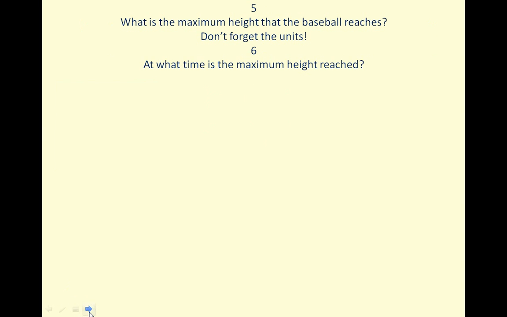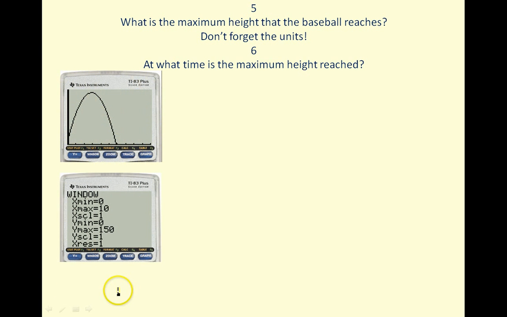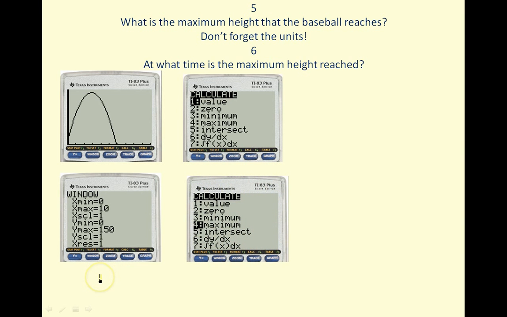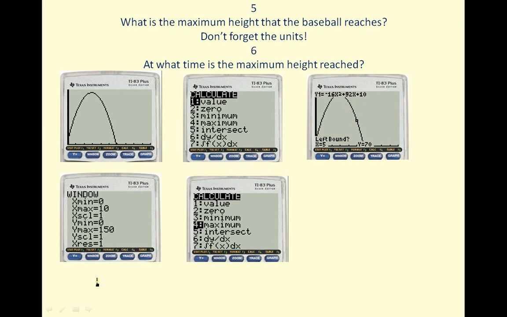All right. Number 5, what is the maximum height that the baseball reaches? And we're going to have to include units in that. And at what time is that maximum height reached? All right. So again, I put up the same graph and window. And you'll need to push second trace, and you come up with this calculate menu. Second trace brings you up here. And we are interested in the maximum. That maximum height is that maximum on the graph. So I'm going to push maximum, which is number 4. And then it produces this screen on the graph.